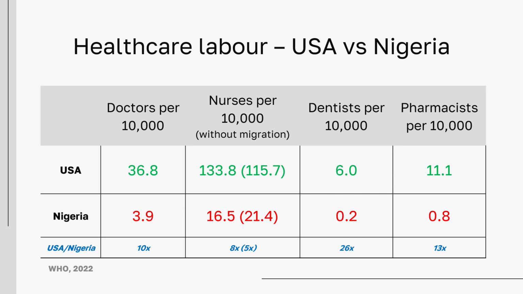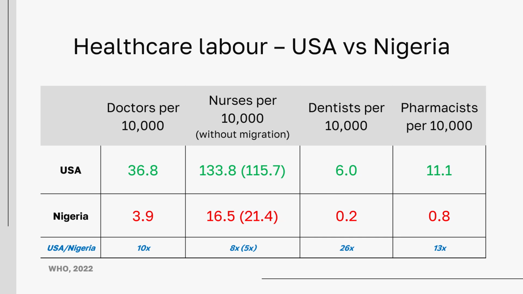Whereas in the United States, there is, well, perhaps maybe not an abundance, but certainly a much higher availability of those healthcare workers. And hence, an injured or sick person in the US can receive better care than one in Nigeria.